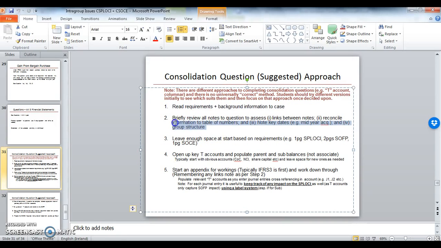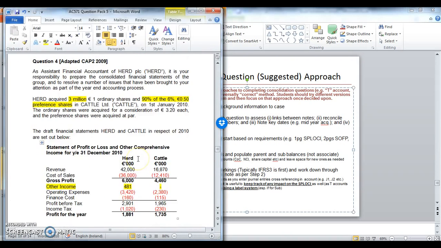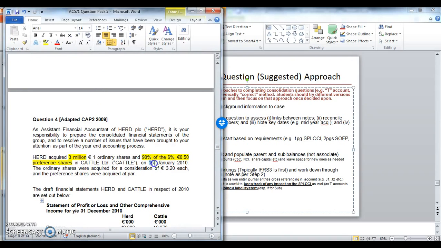So the next step now, and again, do this before I go through it, have a look at the notes to the question, figure out any links, try and reconcile numbers to the table, and then look at key dates in the group structure, just in case there's any major acquisition. So if we go back to the question, we look up here, this was on the 1st of January.